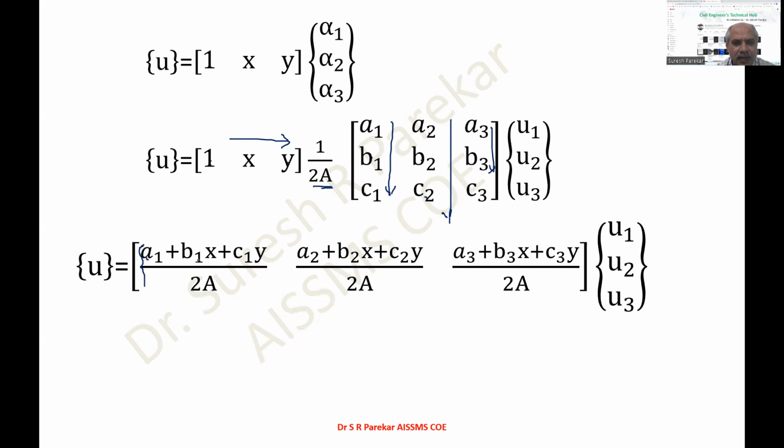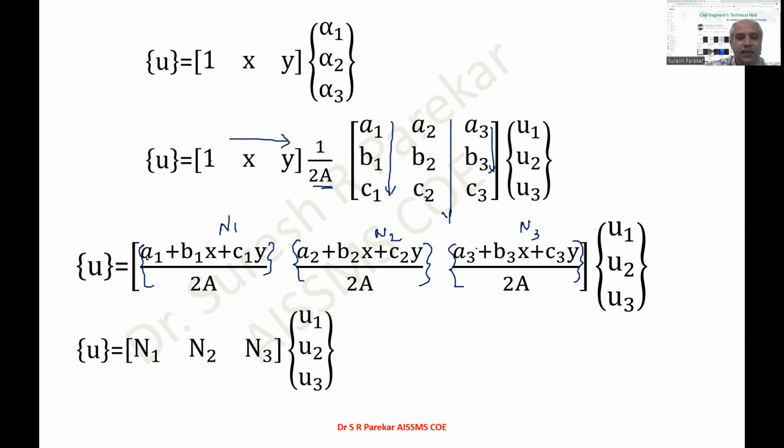Now this first part we are going to consider as N1, that is the shape function for node 1. This we will consider N2, which is the shape function for node 2. And this I will consider N3, which will be the shape function for node 3. So by using these values of shape function, we can find the displacement at any point. So u is equal to N1, N2, N3 times u1, u2, u3. Now if I write it in short form, u is equal to N into delta.